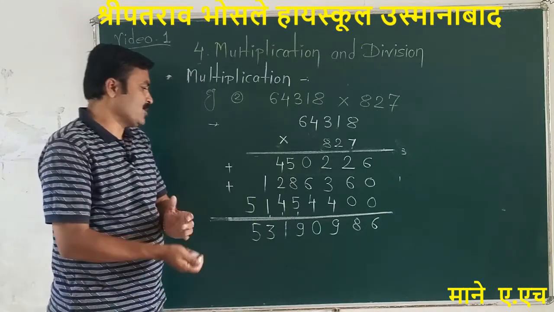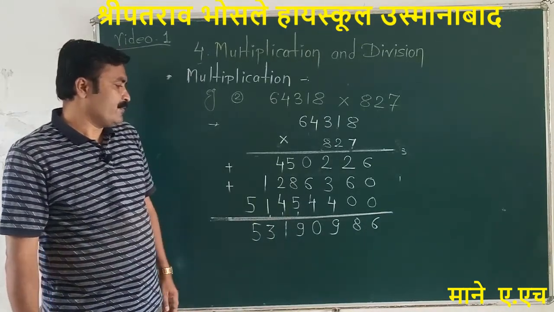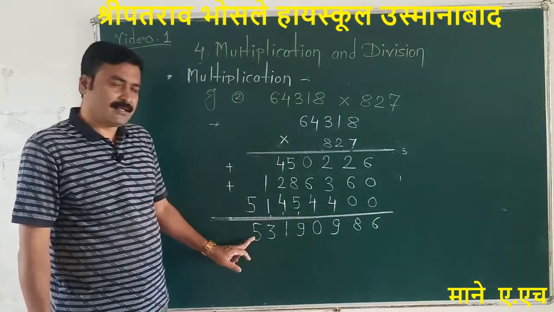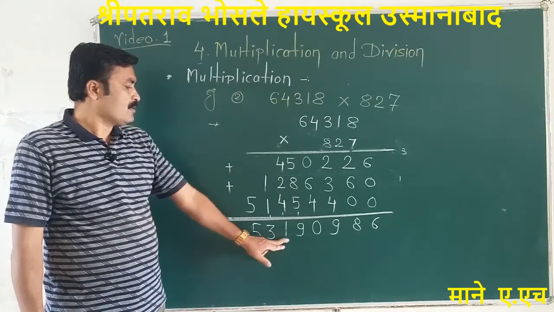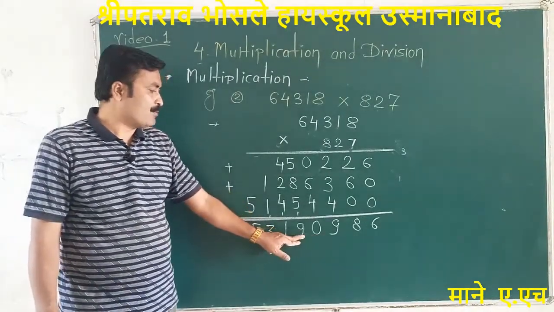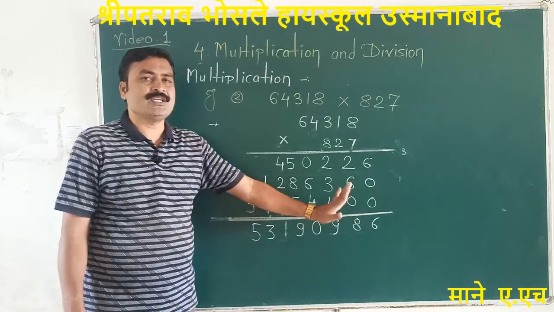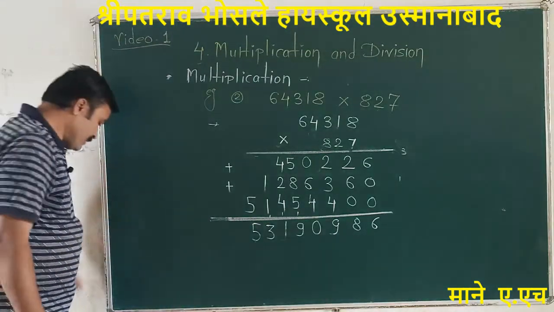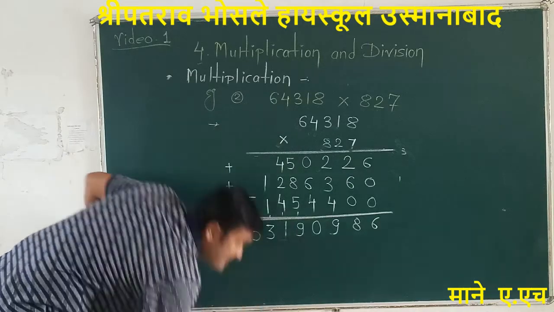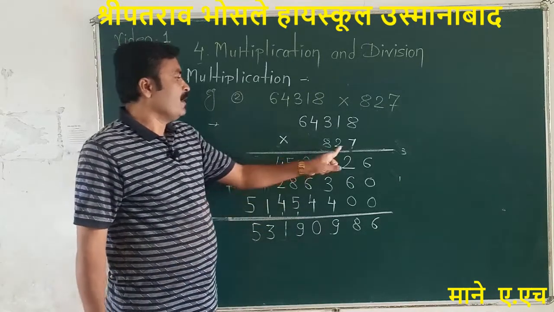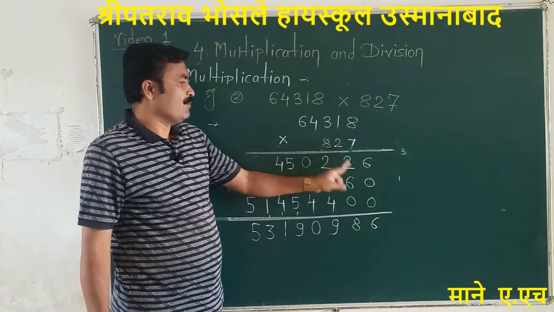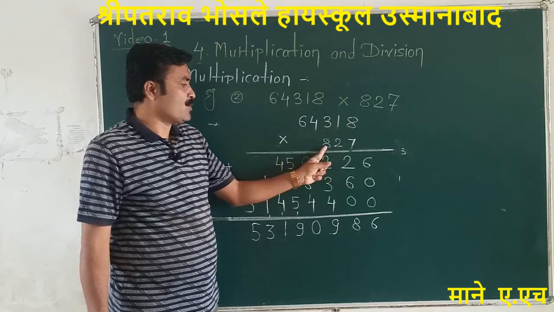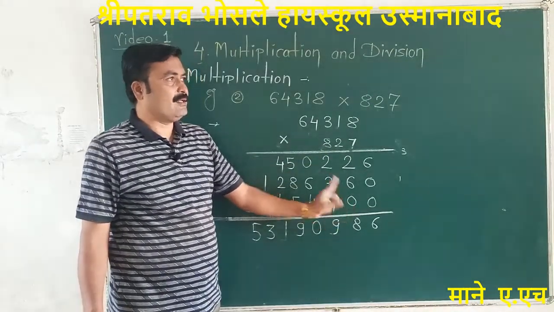So after making this addition, at last, the final answer that we get is an 8-digit number. So we read this number as 5 crore 31 lakh 90,986. Now, with the help of this example, I am explaining the basic concept: when we start multiplication by 2, first we write a single 0 and then start. When we start multiplication by 8, we write 2 zeros first and then we start.